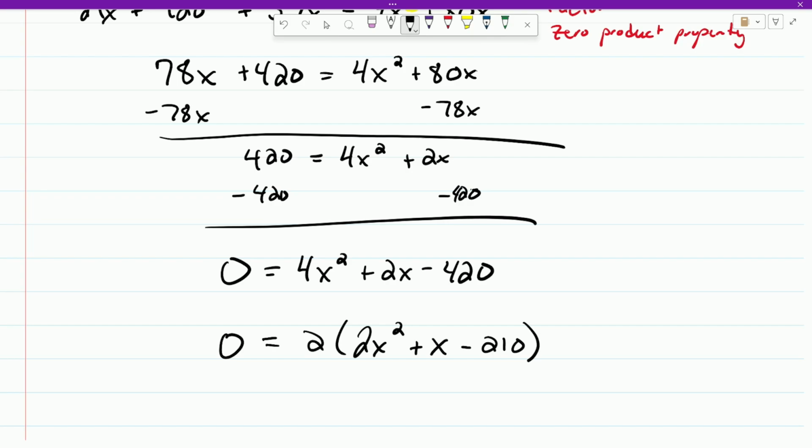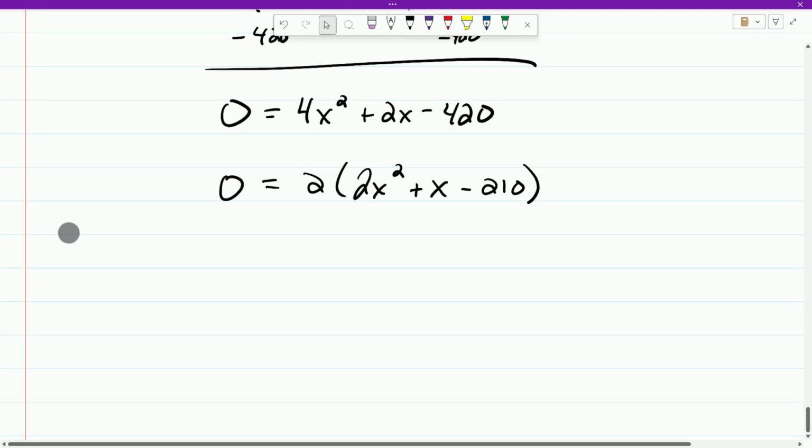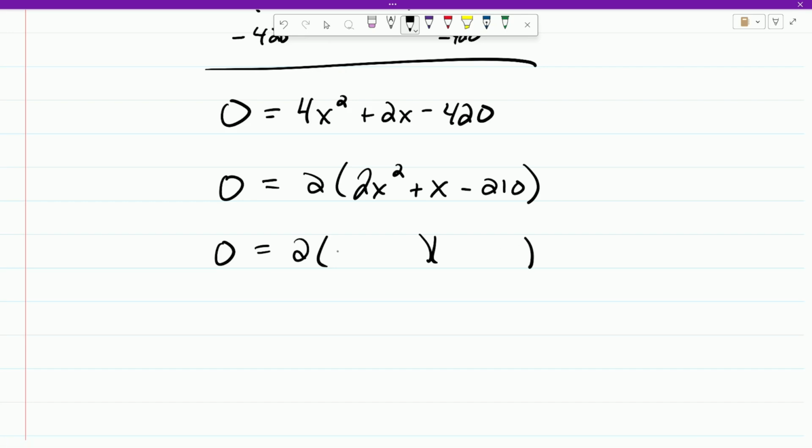Now, for those of you wondering, does this factor? The answer is absolutely it does. You're going to have to use the AC method, but if you factor correctly, you're going to get the quantity x minus 10 times 2x plus 21. Remember, the zero product property says to only take the factors that contain a variable and set them equal to 0. So we have x minus 10 equals 0, and 2x plus 21 equals 0.